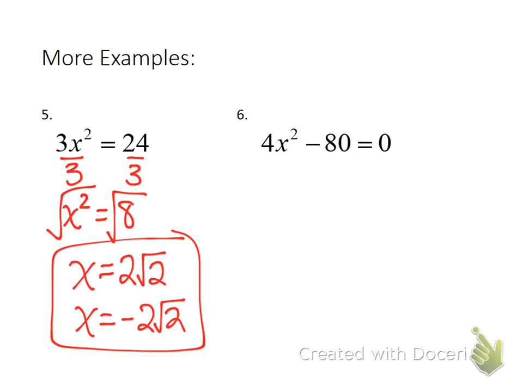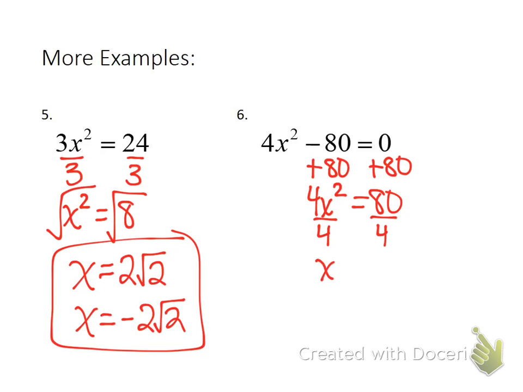All right. Number 6, how am I going to get x by itself? Add 80. After we add 80, what do we do? Divide by 4. That gives us x squared equals 20. When we square rooted, who can raise their hand and tell me what we got? Same volunteer. Nobody new tried it. Caden? 2 root 5.